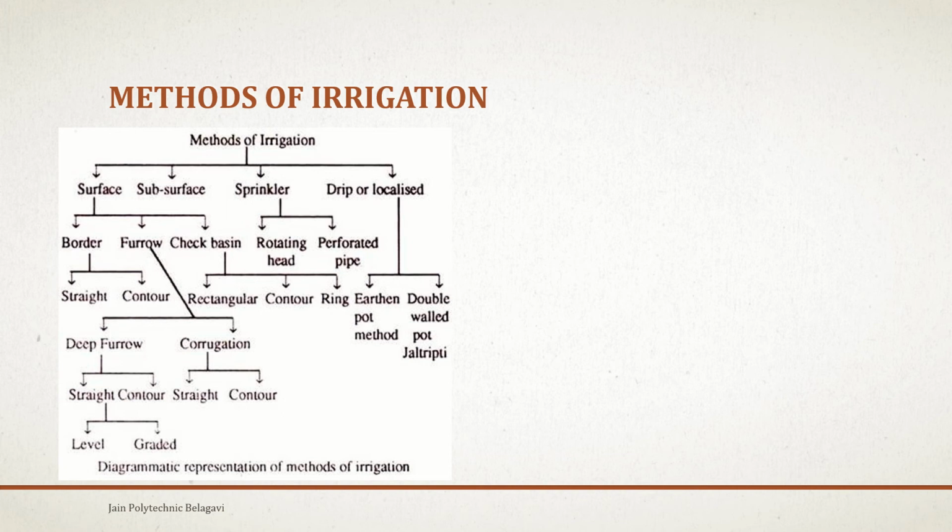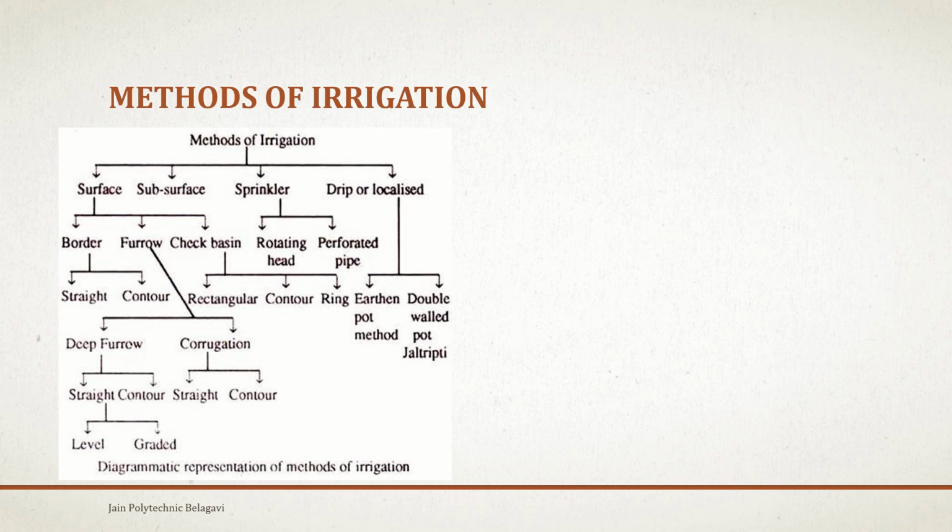One is surface. In that we have three types: border, furrow and check basin. Again in the border we have two types: straight and contour. In furrow we have two types: deep furrow and corrugation. In deep furrow we have two: straight and contour. Straight is again divided into two: level and graded. When it comes to corrugation, it is straight and contour. And when it comes to check basin, we have rectangular, contour and ring.